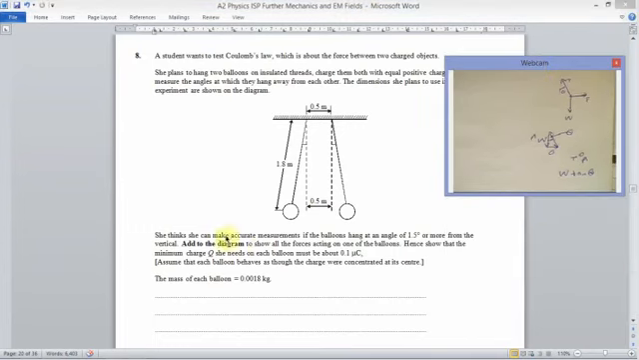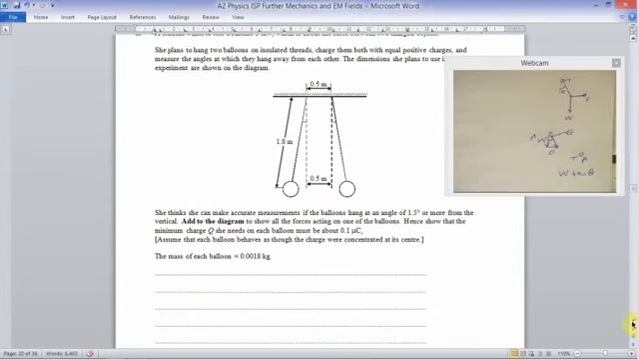from the vertical. Add to the diagram to show all the forces acting on one of the balloons, hence showing the minimum charge Q that she needs on each balloon must be about 0.1 coulombs. Assume that each balloon behaves as though the charge is concentrated at the centre. Okay. So we have the angle that's required. We need to essentially draw the forces on there.